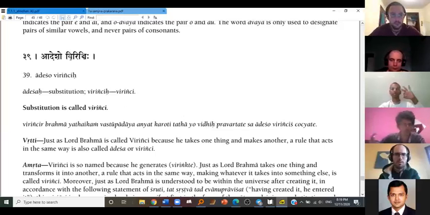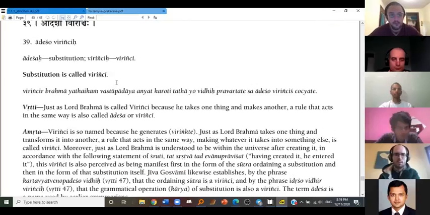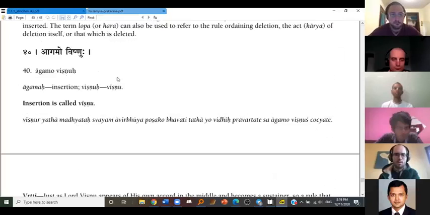Now we'll be studying three types of vidhis actually. This is the first one, ādeśo viriñciḥ, substitution. Then āgamo viṣṇuḥ. Insertion is called viṣṇuḥ. When we insert something new between the already existing letters and so on, that is known as insertion.